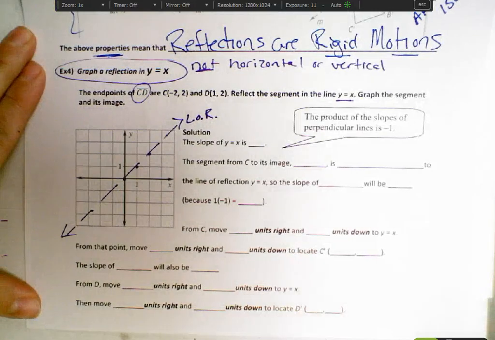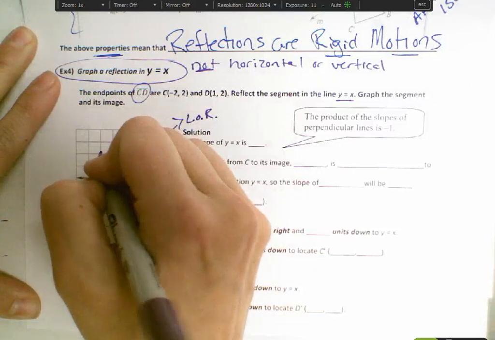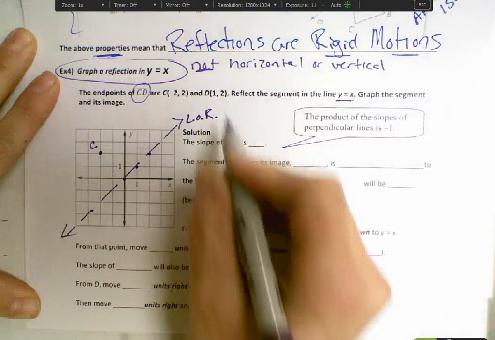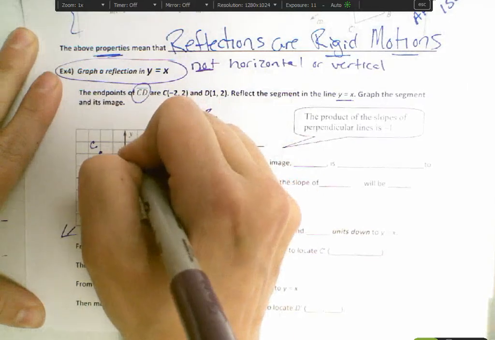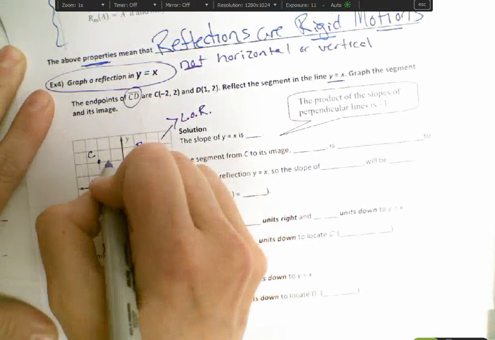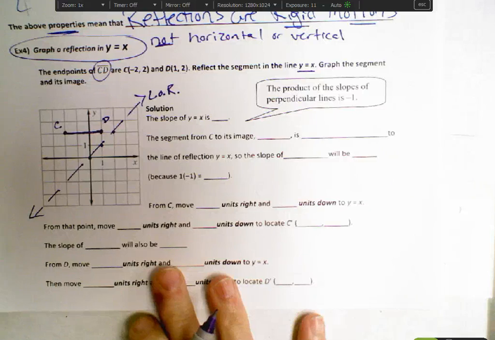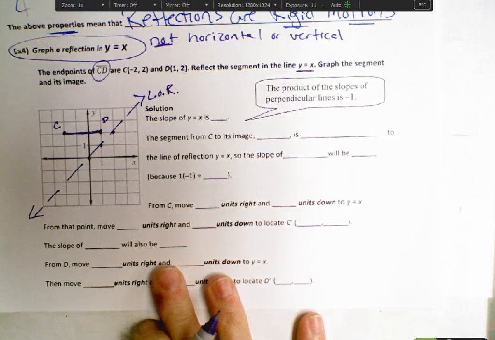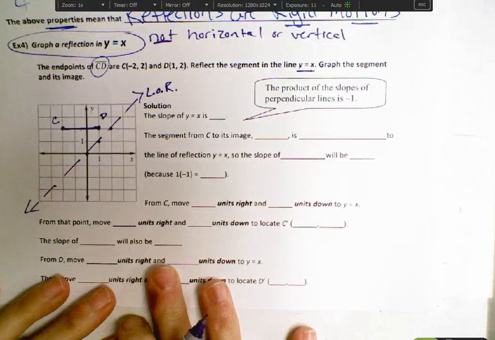So let's go ahead and graph our original segment, our pre-image. C is at -2, 2, and D is at 1, 2. So our segment is a horizontal segment with those two endpoints. We want to reflect it over the line of reflection. So let's watch what it looks like once I reflect it, because it gets interesting when you're just reflecting a segment. It kind of messes your brain up.